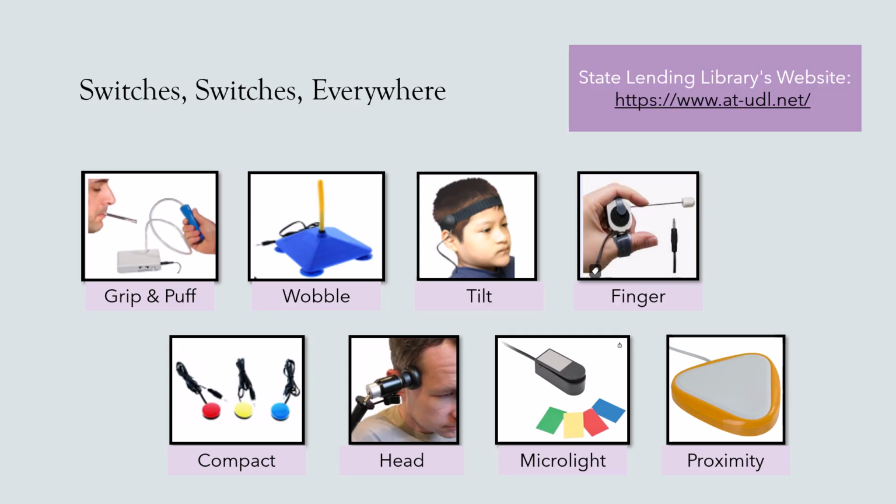You can look at the switches that are in the State Lending Library's website, at-udl.net. If you find one you'd like to try with your student, you can let your AT specialist know. They can order it for you to trial with a student.